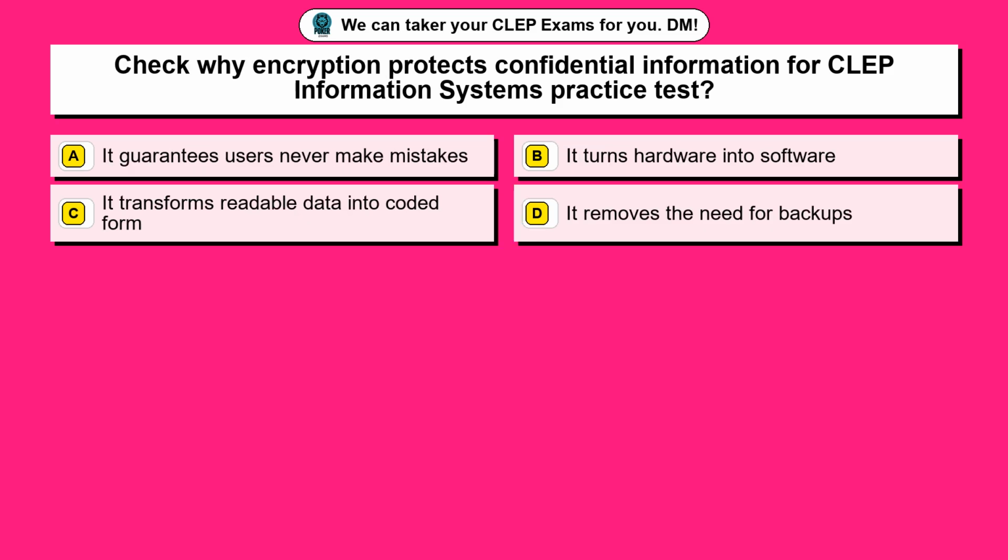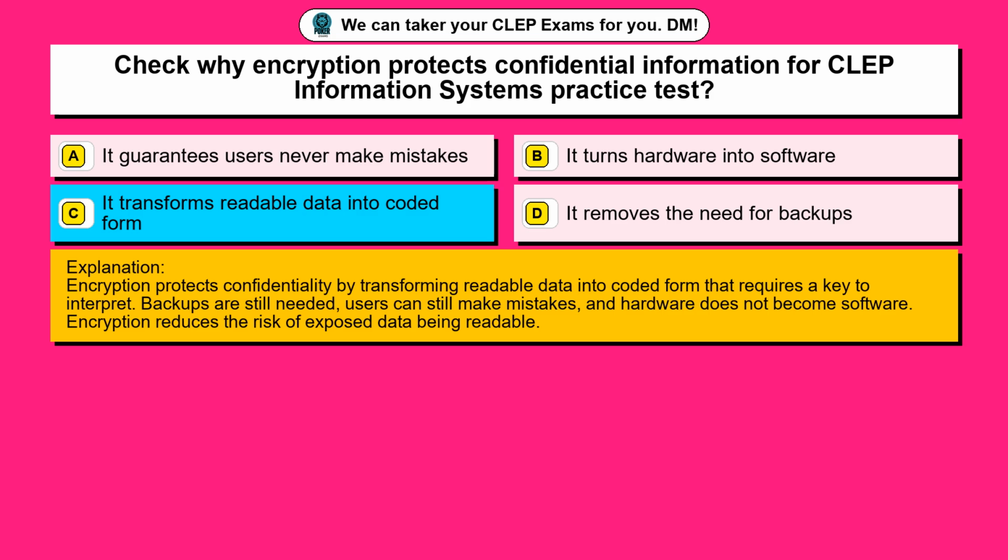Question 47. Check why encryption protects confidential information for CLEP Information Systems practice test. Option A. It guarantees users never make mistakes. Option B. It turns hardware into software. Option C. It transforms readable data into coded form. Option D. It removes the need for backups. The correct answer is option C. It transforms readable data into coded form.